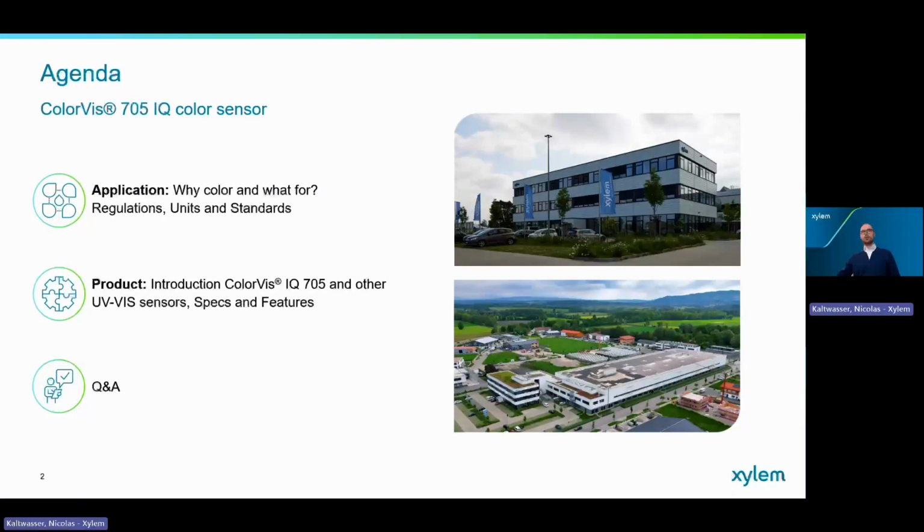So for today, we want to talk about the ColorVis sensor, and before going to the product, we want to have a look at the application. So we're going to ask the question, why do we measure color and what for? What regulations, units, and standards do we have? And then secondly, we're going to look at the product. So Patrick is going to introduce the ColorVis IQ705 and shows us the specs and features. And then, as mentioned, at the end of the presentation, we will have time for a Q&A.